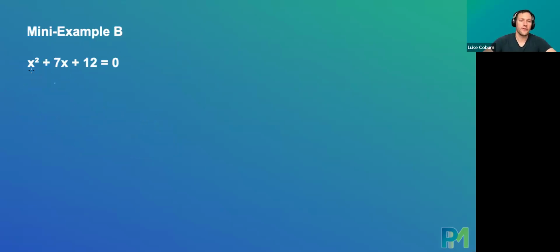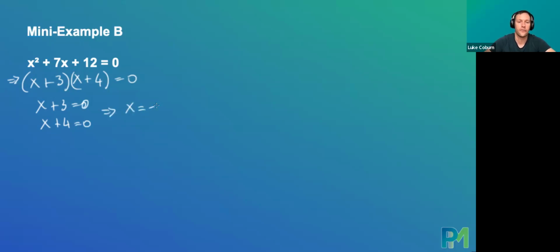Okay, the next example. So this is a trinomial. So 2 sets of brackets then equals 0. So x and x, and then 3 and 4, and then plus and plus. So I either have x plus 3 is equal to 0, or x plus 4 is equal to 0. And so I have x is equal to -3, or x is equal to -4.